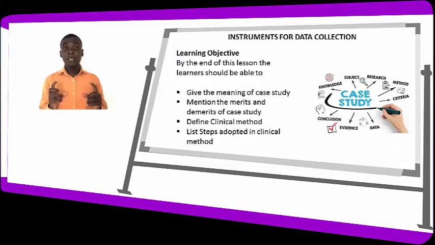So the learning objective of this lesson is, by the end of the lesson, the learners should be able to give the meaning of case study, mention the merits and demerits of case study, define clinical method, and list steps adopted in clinical method. So these are the objectives that we want to achieve at the end of this lesson.